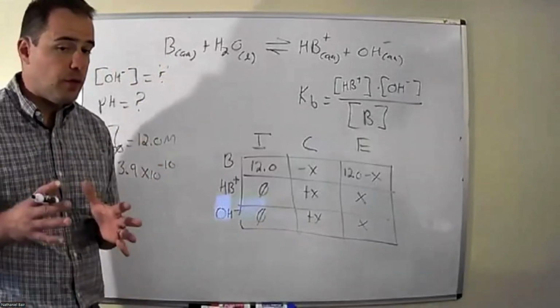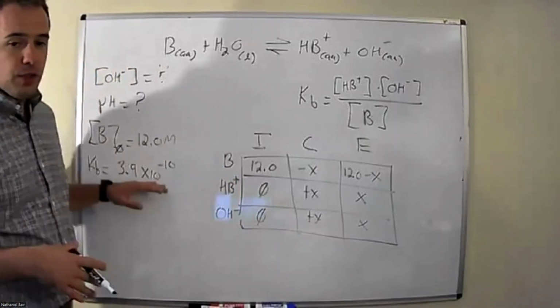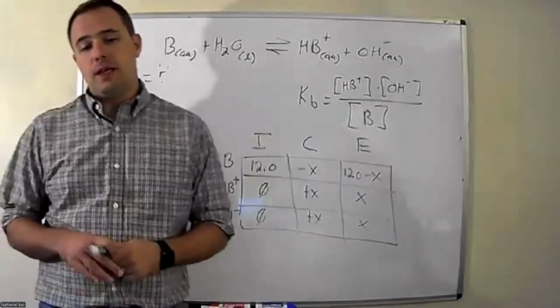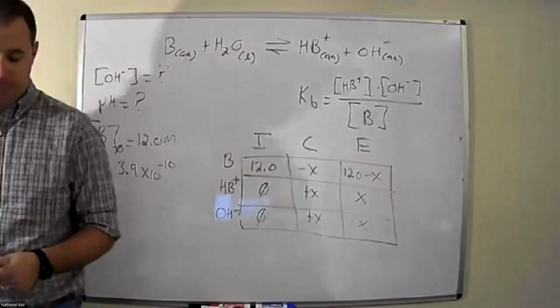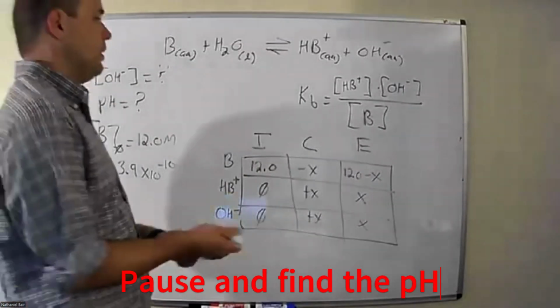I'm going to give you 2 minutes. I'm going to let you try to finish this problem out. Here's the Kb value. See if you can get x. See if you can get me a pH. Go ahead. All right, rock and roll.